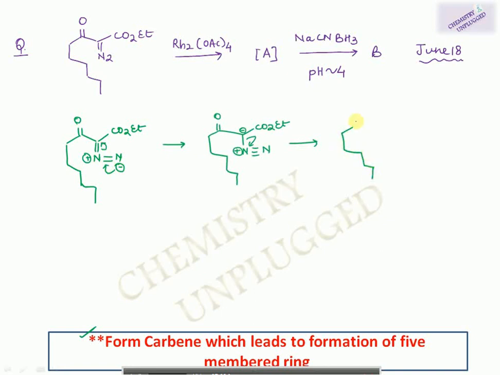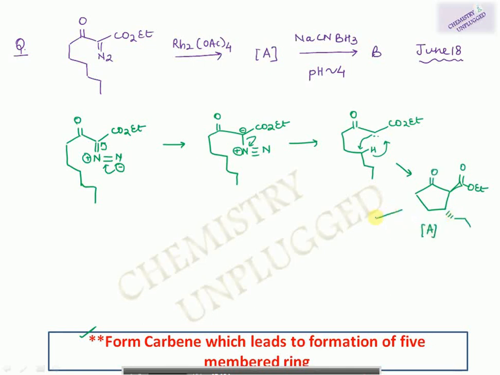So remember, this will attack on this carbon and take this hydrogen here, and it will preferentially form a 5-membered ring: 1, 2, 3, 4 and 5-membered ring. The groups attached on this carbon and on this carbon will be opposite to each other. So you will get a 5-membered ring here. Suppose this is above the plane, then this group attached here will go below the plane. So this will be product A.